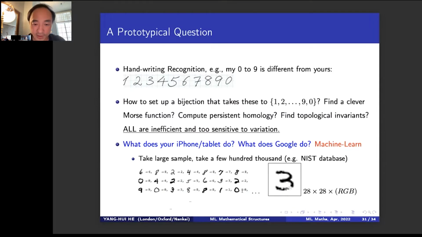Just to be precise, the association rule is as follows. You take typically a 28 by 28 by RGB data. So this is a tensor. These are 28 by 28 pixels, and the RGB data here is even easier because I'm just using grayscale. So this is a 28 by 28 matrix.